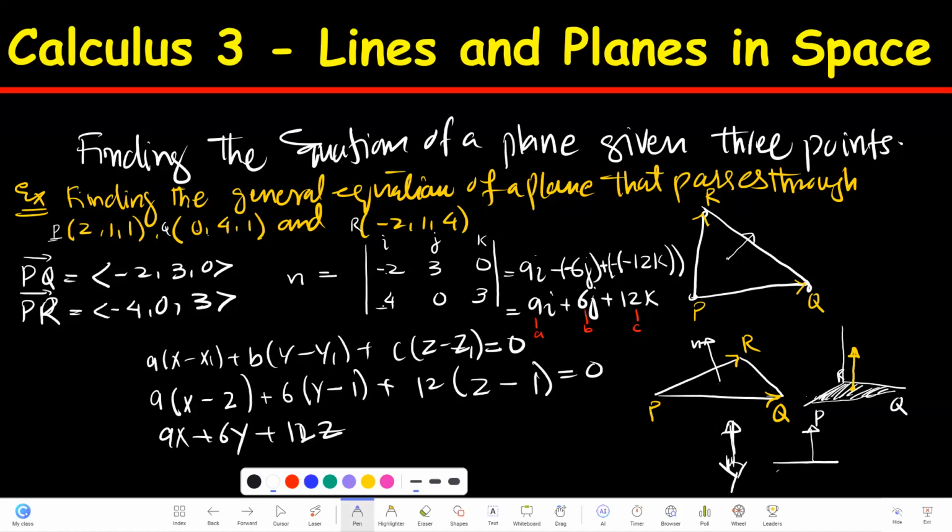So it's going to be minus 18, minus 6, minus 24, and minus 24, and then minus 12, minus 36, or so it looks. Can I simplify this equation further? Probably yes. I can divide it by 3. So it's going to be 3x plus 2y plus 4z minus 12.